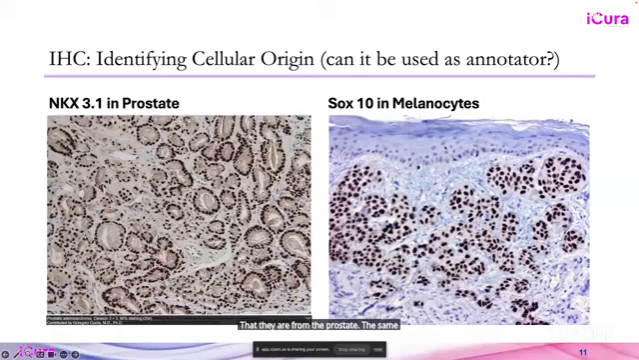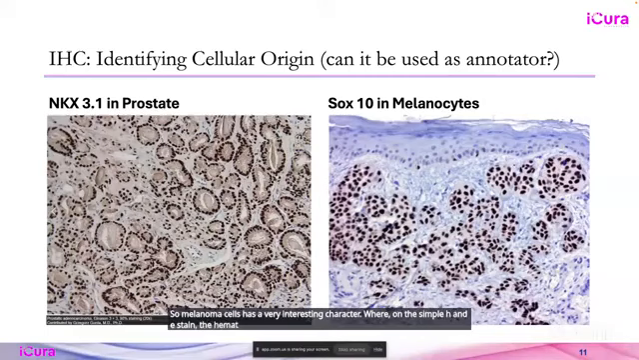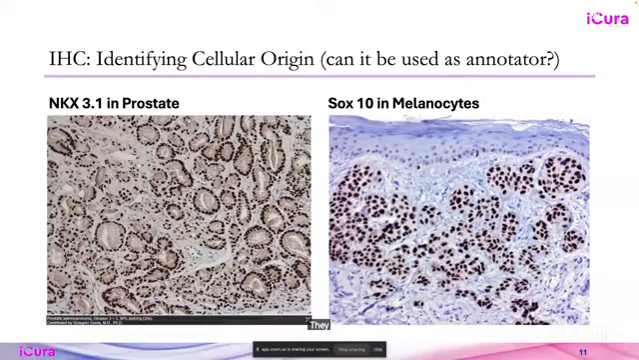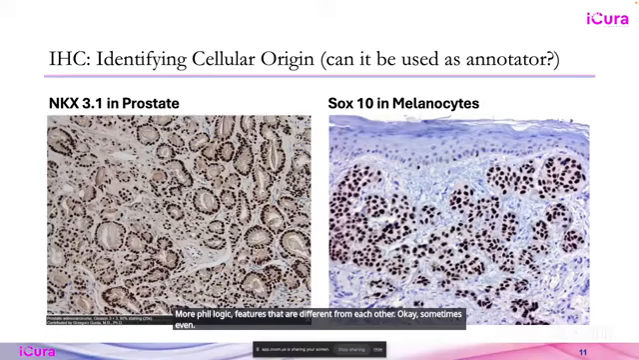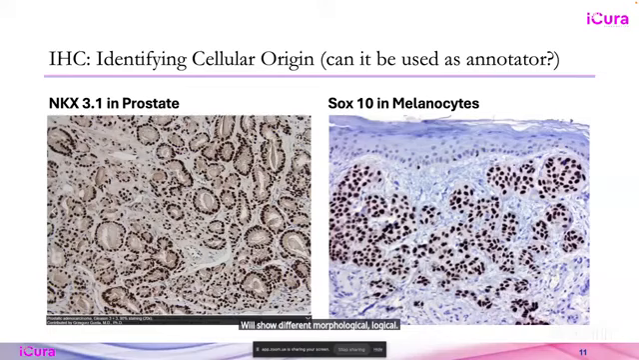The same thing on the right side. SOX10 is an excellent marker also for the nuclei of malignant melanoma cells. Melanoma cells have a very interesting character: on the simple H&E stain, the hematoxylin, the blue and pink stain, they could look like anything, because melanomas in different patients can have all kinds of morphologic features that are different from each other. Sometimes even melanoma from the same patient at different sites will show different morphological features on just the H&E.